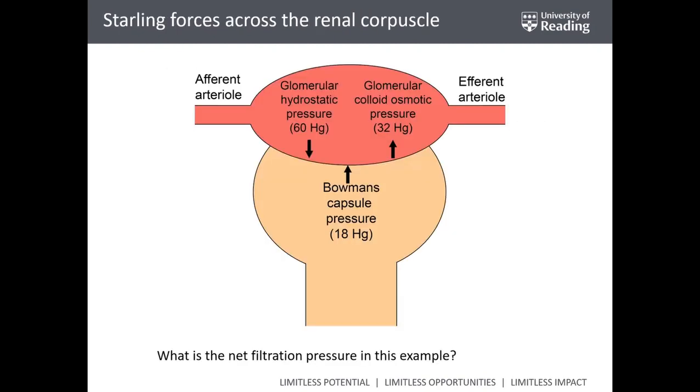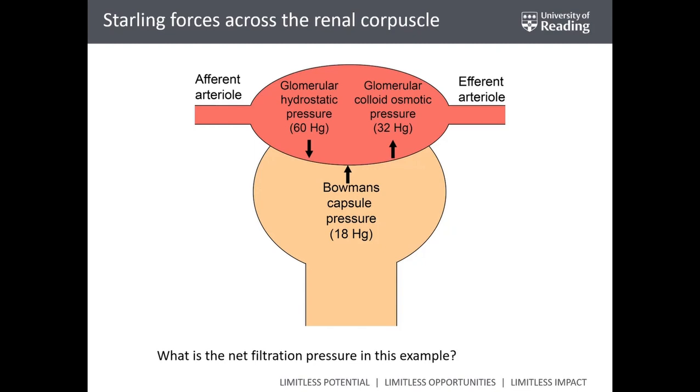So the Starling forces are mostly characterized by two components: osmotic forces and hydrostatic forces. So we will have obviously glomerular hydrostatic pressure, which is basically due to the hydrostatic pressure of the arterial blood entering the afferent arteriole. And the direction of this pressure will be from the capillary to the Bowman space.